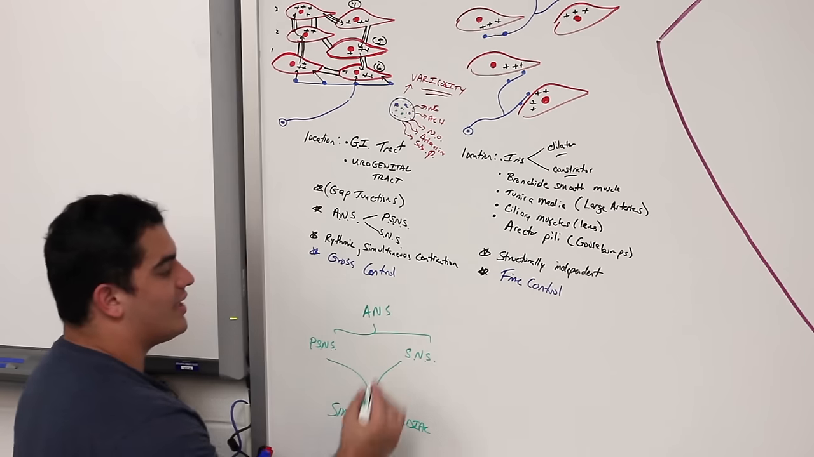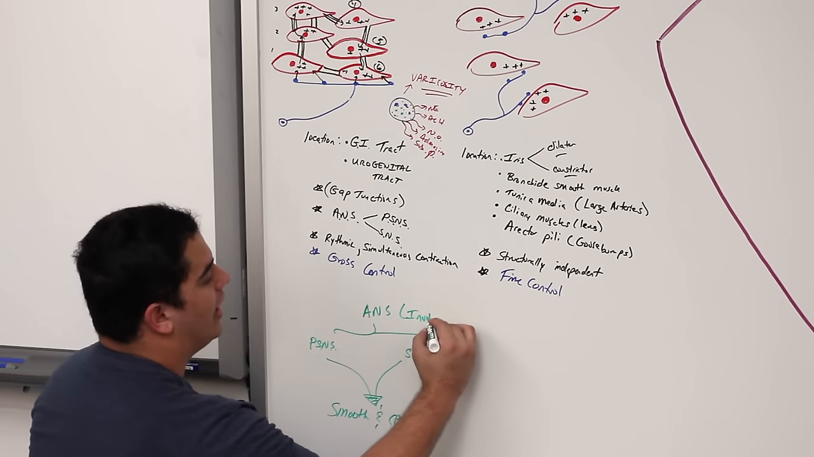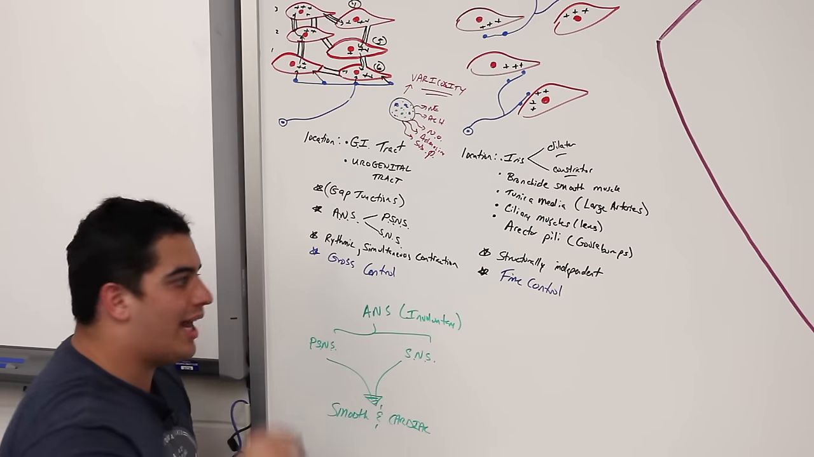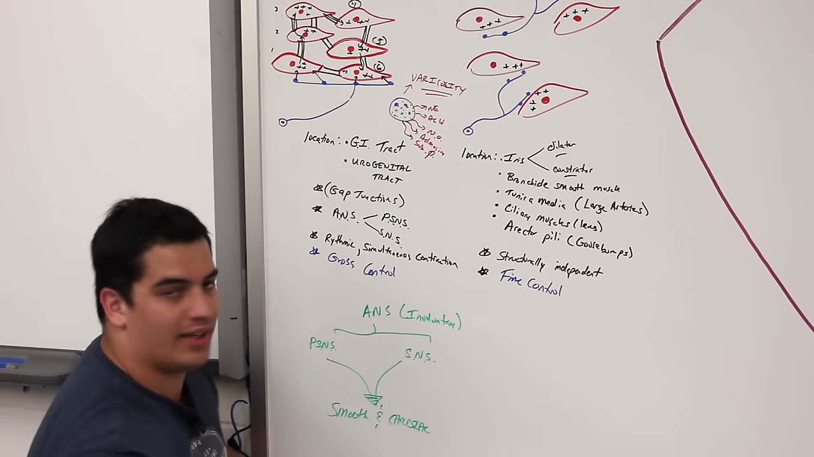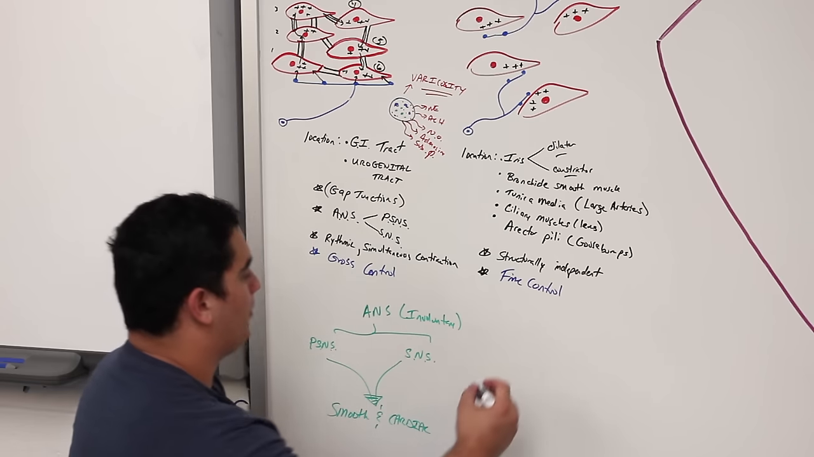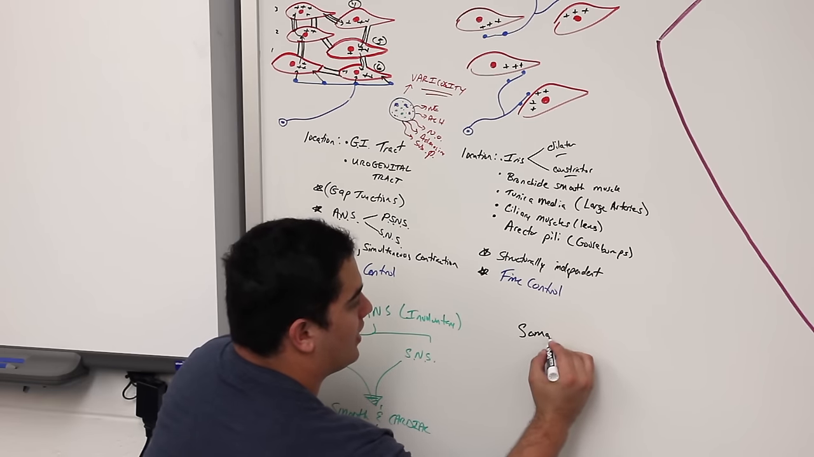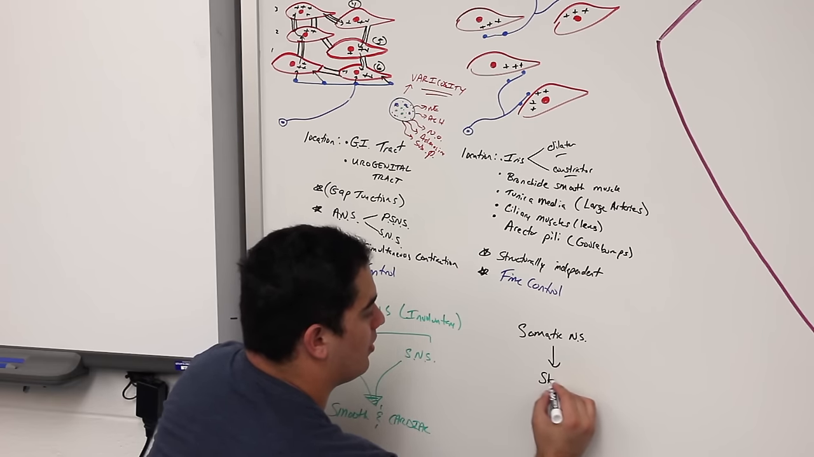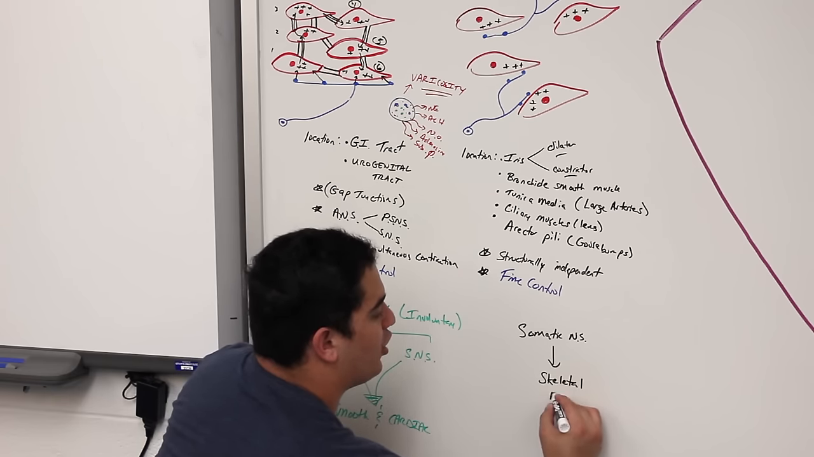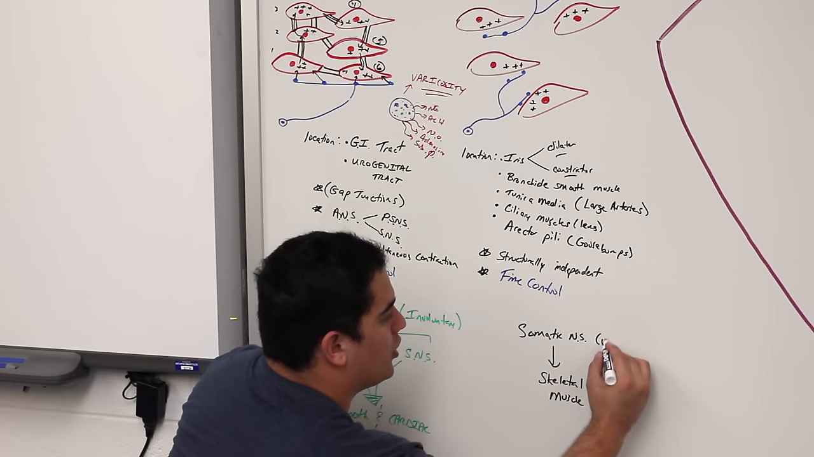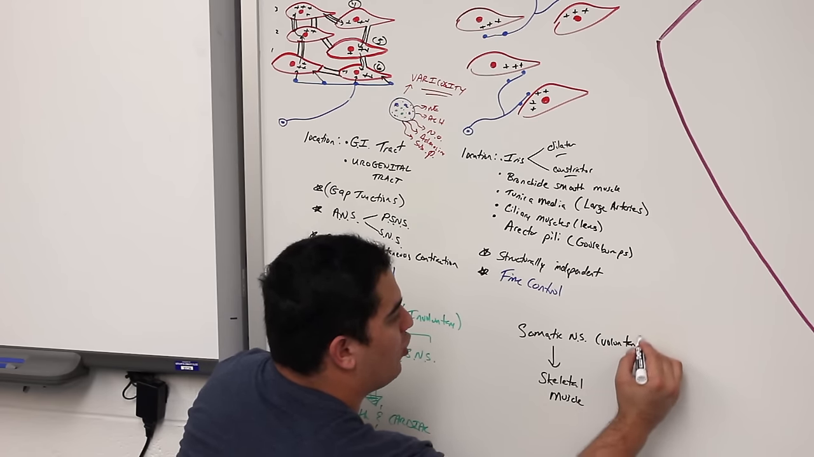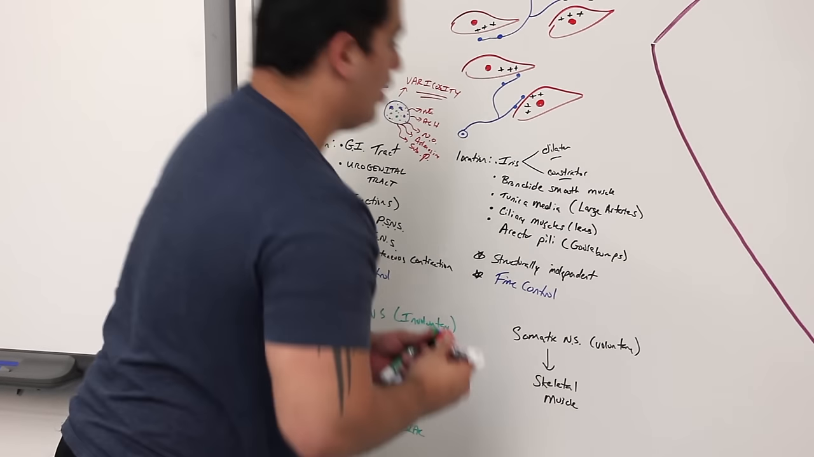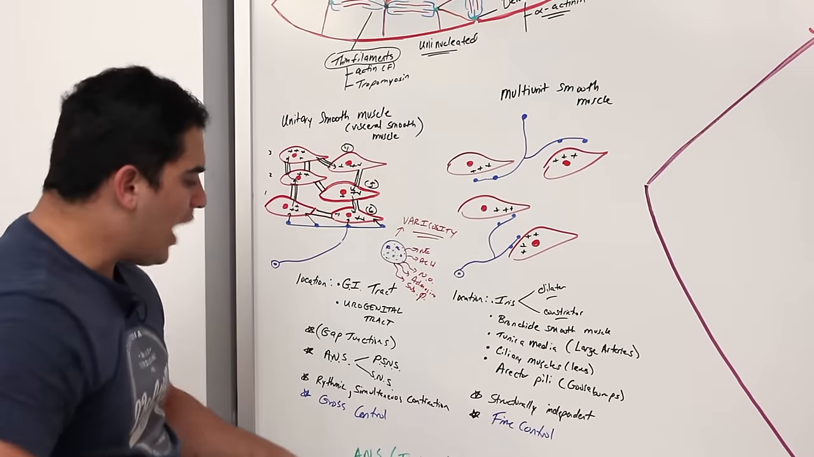But the key thing is that this is all involuntary. We do not have any conscious control over this. Some people might have the ability to do it through biofeedback techniques, but we're talking about this in general. The somatic nervous system is what controls the skeletal muscle, and this is voluntary. I just want you to understand the difference between smooth muscle and skeletal muscle. All right, now we've done that.